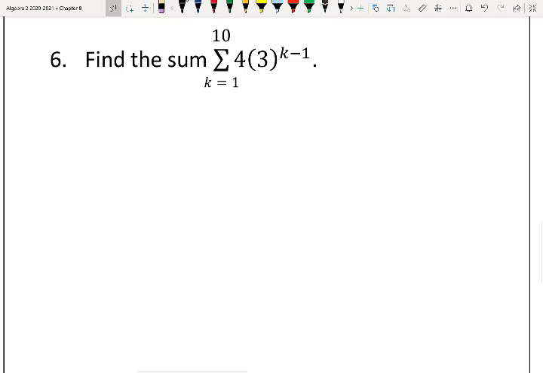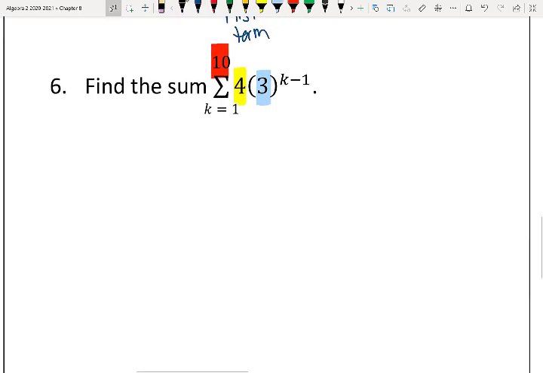For number 6, we are asked to find the sum of this series that goes from k equals 1 to positive 10. So in our equation, remember that our front number here is our a sub 1, and this inside my parenthesis, the base of my exponential term, is my common ratio, my r value. And then right here, that's my n. So again, just labeling everything. This is a sub 1, this is my r, this is my n. And those are the 3 things that I need in my equation. Everything else is just ones and that.